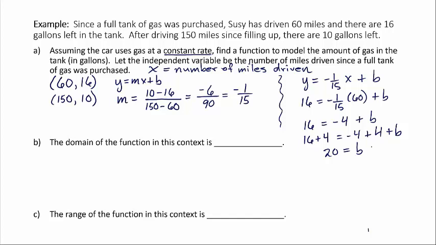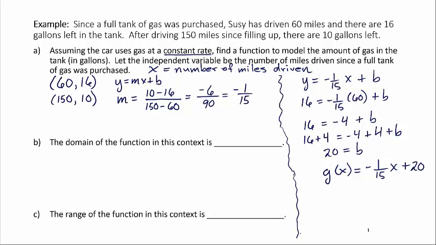So then from there, state what the function is going to be, right? And this is the number of gallons in the gas tank, so I'm going to call it g. It didn't tell me what I needed to call it, but I'm going to call it g of x equal to negative 1 over 15x plus 20. So this function, g of x, gives the number of gallons in the tank as a function of the number of miles driven.